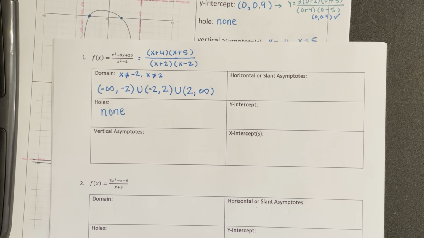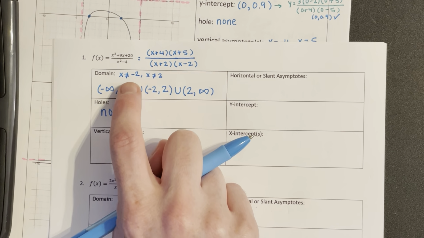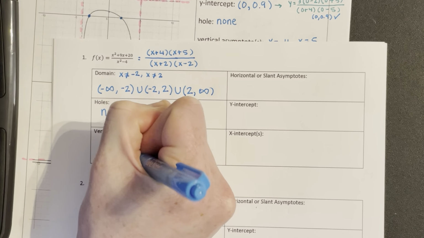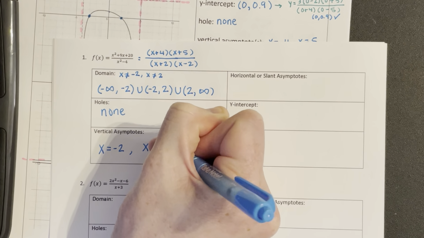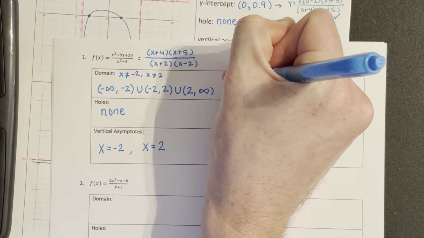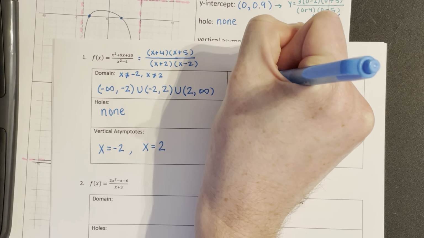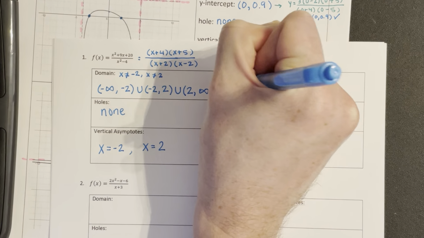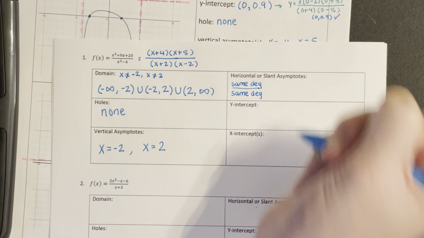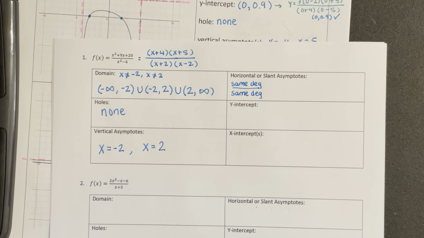All right, our vertical asymptote is still coming from the denominator because I know that was where those excluded values came from. So those are actually our vertical asymptotes. The horizontal or our slant asymptote comes from the degree. So I have the same degree on top as I do on bottom. It's degree 2 over degree 2.